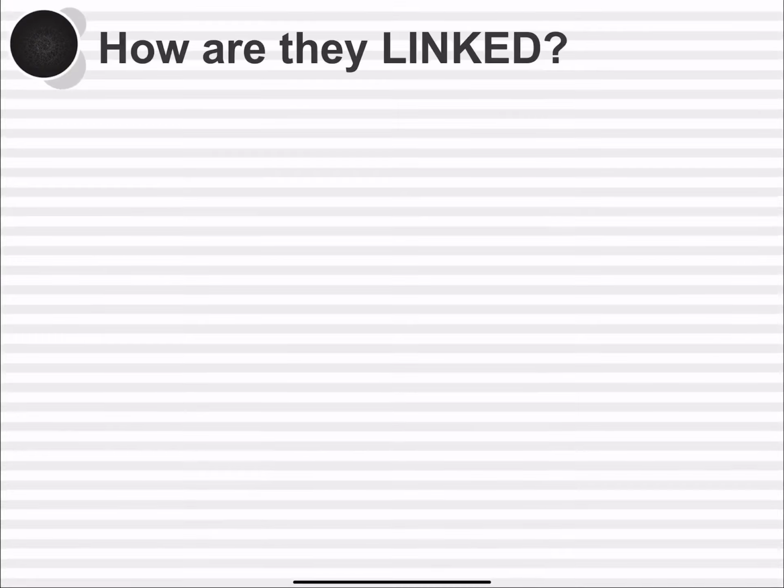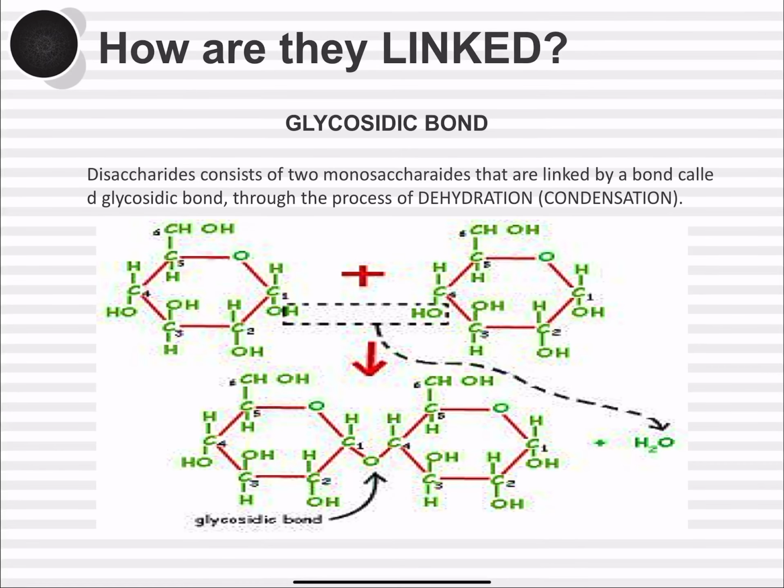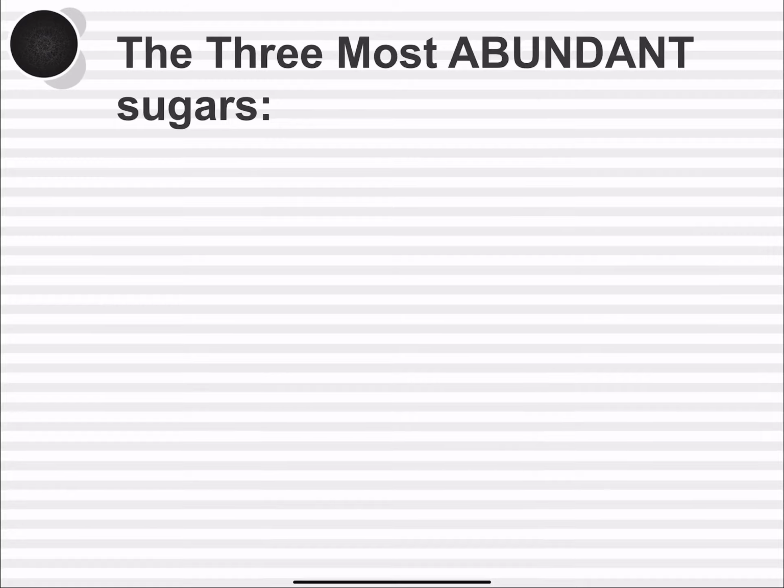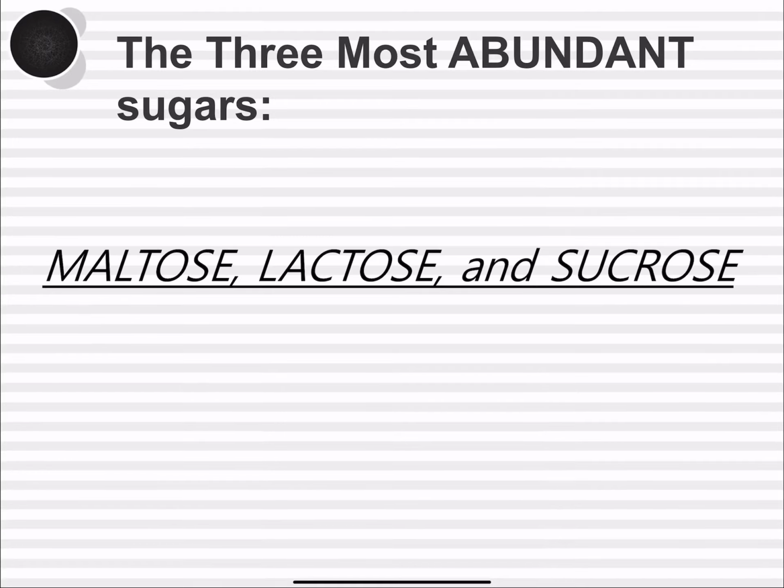Such a good question. They're actually linked by a bond called a glycosidic bond through the process of dehydration, which is basically removing water to create a linkage. In this lesson, I'll represent the three most abundant disaccharides, which are maltose, lactose, and sucrose.